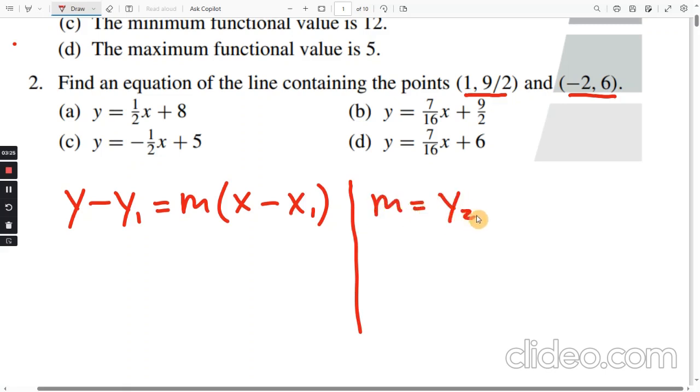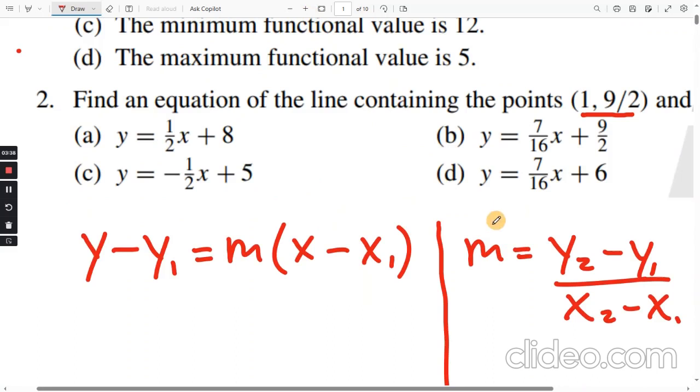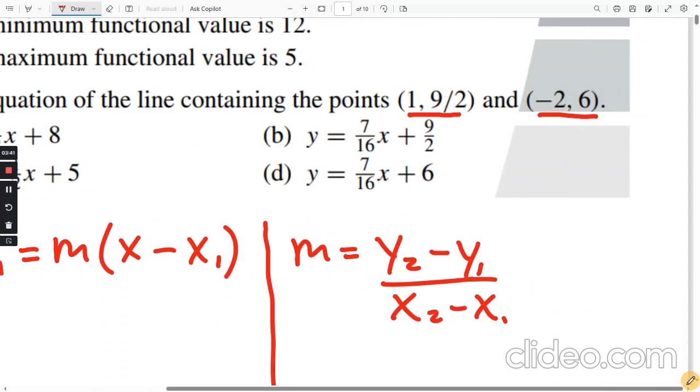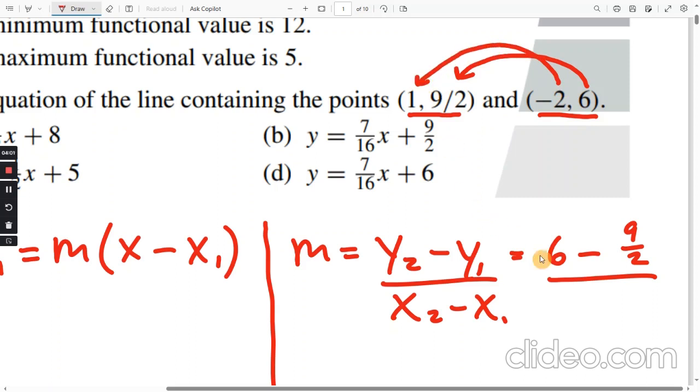We know that's basically change in y over change in x. You have to subtract the y's and the x's going in the same order. So I like to use arrows on the points themselves. For this here, subtracting in the same order, for the y's the second coordinate, I'm going to do 6 minus 9/2. And subtracting the x's, same direction, negative 2 minus 1.